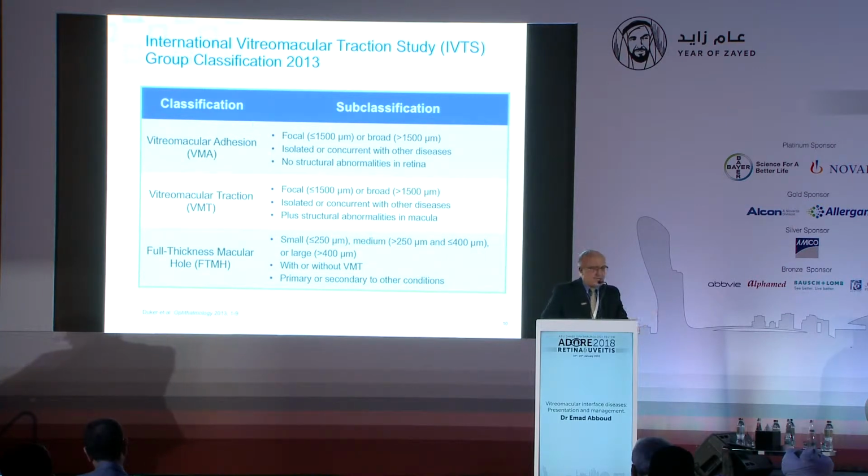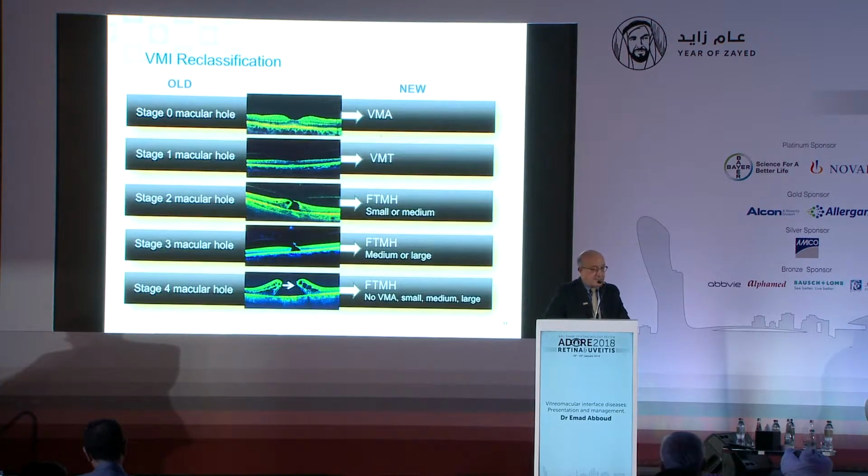And that also can be focal or broad, with the measurement of 1,500 microns that you can see. If it is less, it's focal. If it's more, it's broad. And after that, the next thing is the full thickness macular hole, whether small, medium, or large. That changed, obviously, the old classification that we used to say, stage 1, stage 2 macular hole. You should not use this terminology.